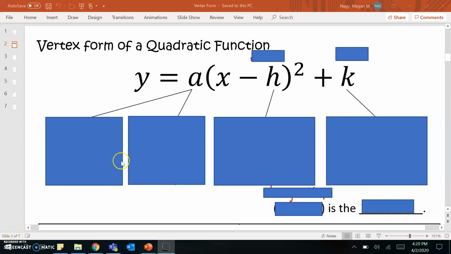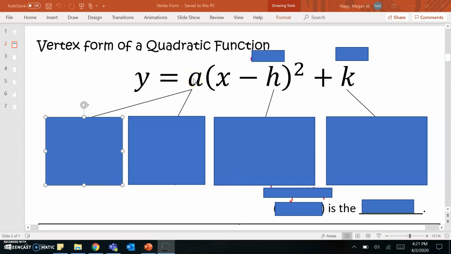If you've done assignment 3, then you're familiar with vertex form, which is written right here at the top of your screen. Now, for this section, I actually want you to take out a piece of paper and write down this equation, and then we're going to take some notes over what each part of the equation does to the actual graph. So go ahead and pause the video for a minute and write this down. y equals a(x minus h) squared plus k.